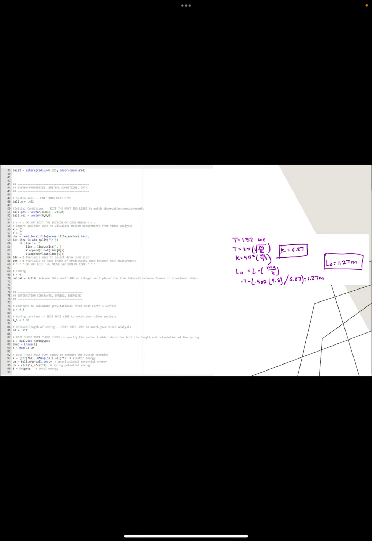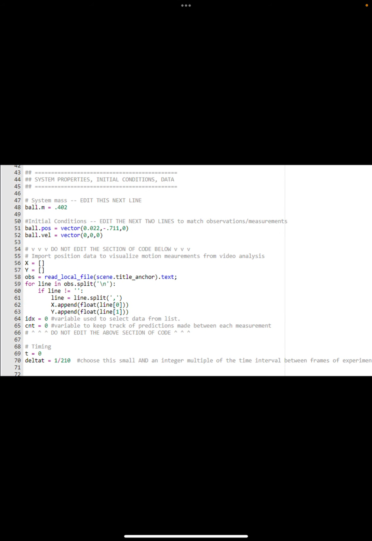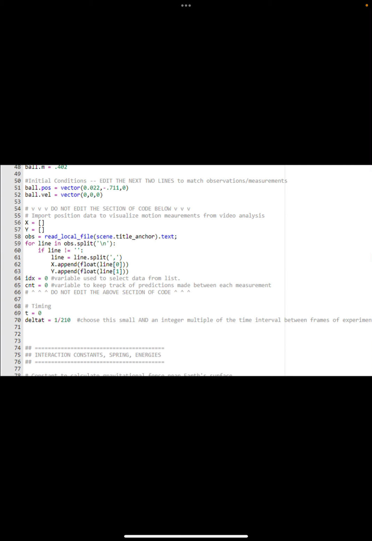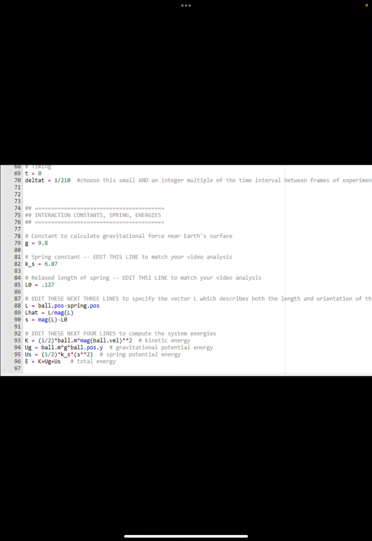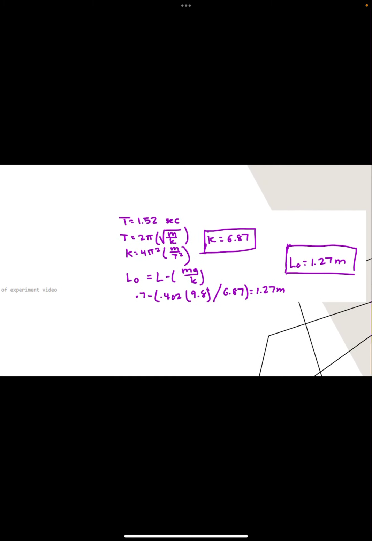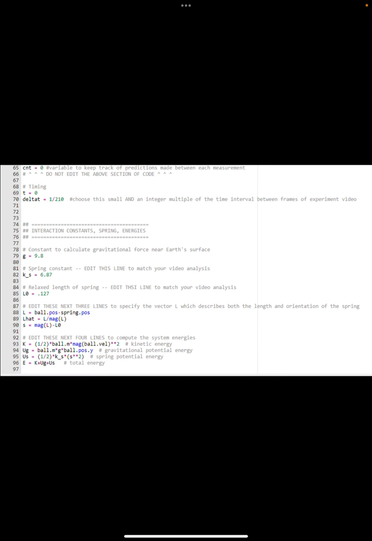Here are the initial conditions for GlowScript. It was given that the mass is 0.402, and I used Tracker to find the initial position and set the initial velocity equal to 0. G is 9.8, and using these formulas I found that k equals 6.87 and L naught is 1.27 meters, and put that into GlowScript. I also used the formula from the previous slide to update L, L hat, and s, as well as K, U grav, U spring, and E.